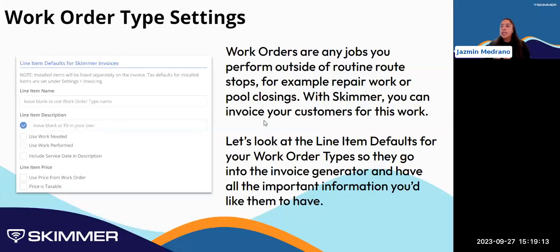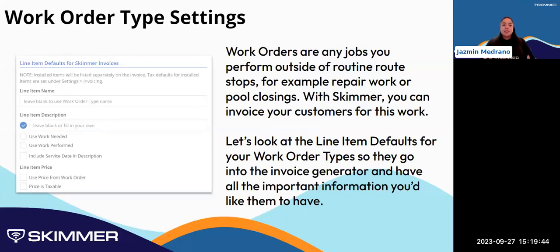All right. Now we're going to talk about your work order type settings. So work orders are any jobs that you do outside of routine services. So routine pool cleaning. So this can include filter cleans, pool closings, pool openings, repairs, service calls. And with Skimmer, you can invoice your customers for all this work. So let's look at the line item defaults for your work order types so that they go into the invoice generator and have all the important information you'd like them to have.